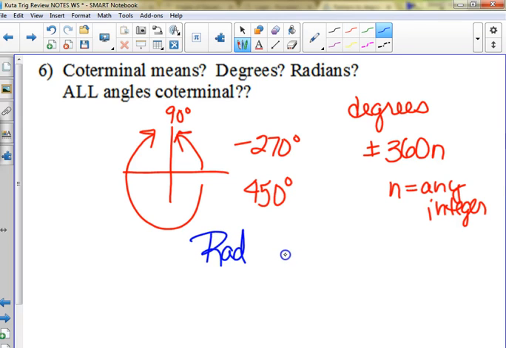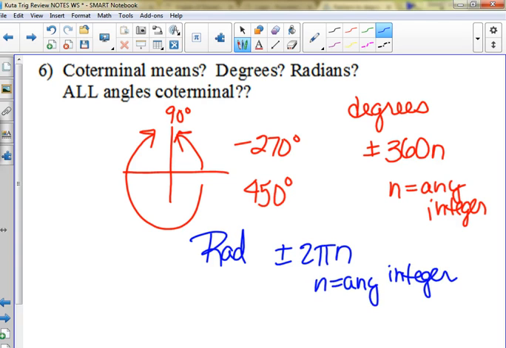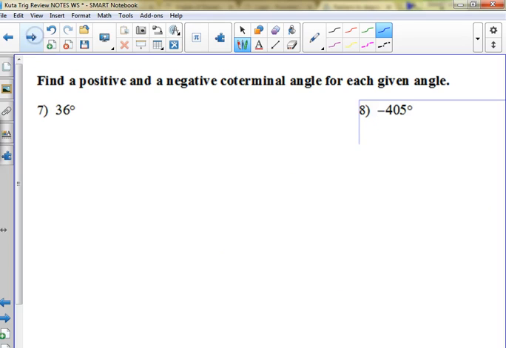Yep, if it's in radians, you do add or subtract 2 pi n, where n is any integer. I'm not going to make you write that every time, but you need to understand what it means. So can I add 1.5 pi? No, I have to add a whole rotation, which is 2 pi, or I could take away 2 pi. We'll do a little bit more about that tomorrow. We're supposed to be working on some other stuff today.